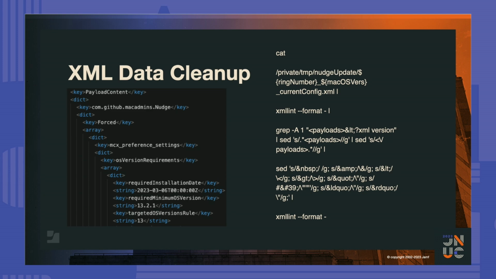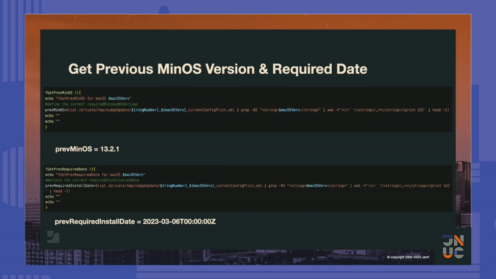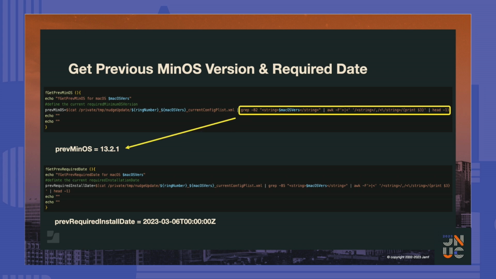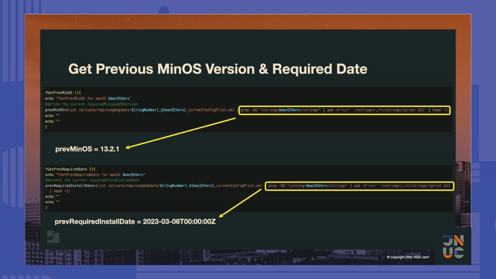So we did all that work so that on this next screen, when it's going to get the previous minimum OS version and the required date, I can know that if I look for the OS version, if I do that grep, two lines down from it, it's going to find my OS version. Five lines down, it's going to grab my date. So those are the previous dates and OS versions that I'm working with that I need to replace.